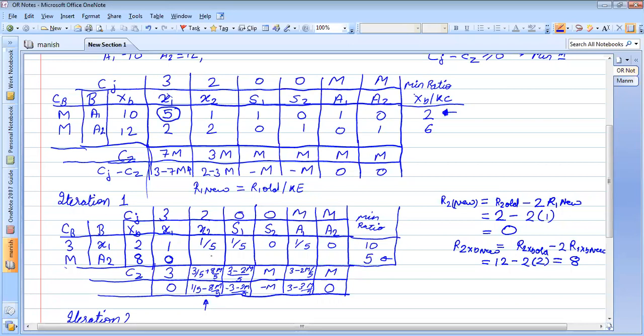Similarly, this element will be equal to 2 minus 2 times 1 by 5, isn't it? The new value is 1 by 5. So 2 into 1 by 5 is 2 by 5. 2 minus 2 by 5 is equal to 8 by 5. So what we get here is 8 by 5.